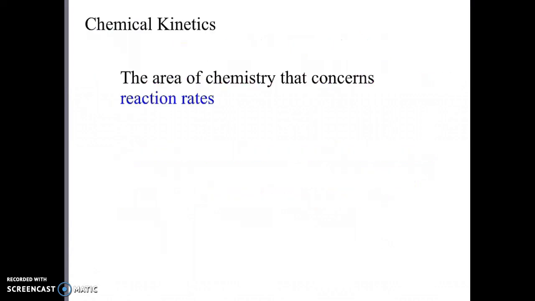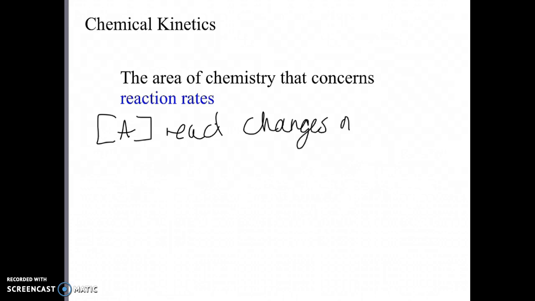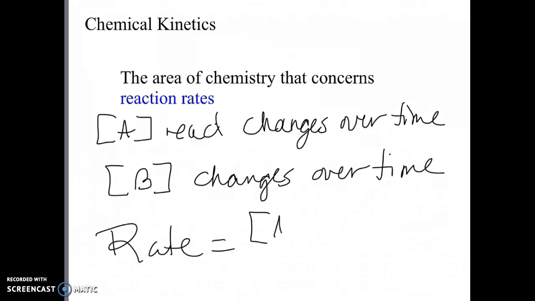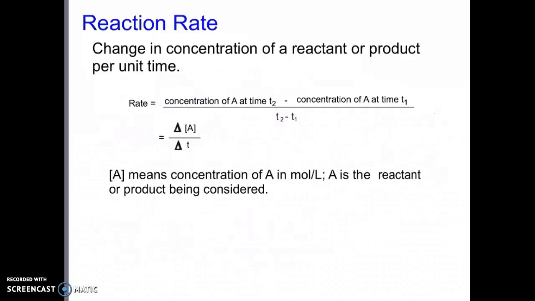Chemical kinetics is the area of chemistry that concerns reaction rates. When we talk about reaction rates in chemistry, usually we are looking at how the concentration of a reactant changes over time, or how the concentration of a product changes over time. We would illustrate that as a rate equal to a change in concentration. For this example, I'll just look at the reactant because that's pretty typical. I'm going to put that delta sign there, which you know means a change, over a change in time. So how the concentration of a given reactant changes over time is how we define reaction rates.